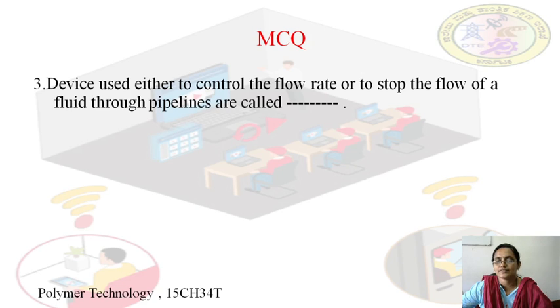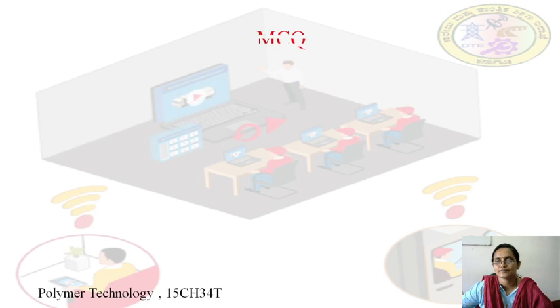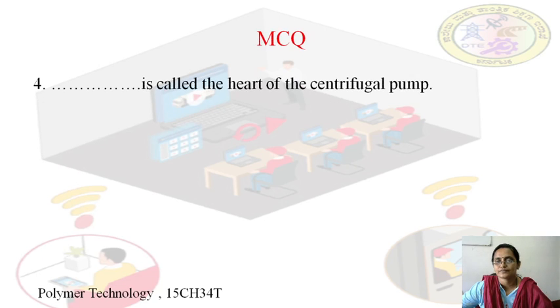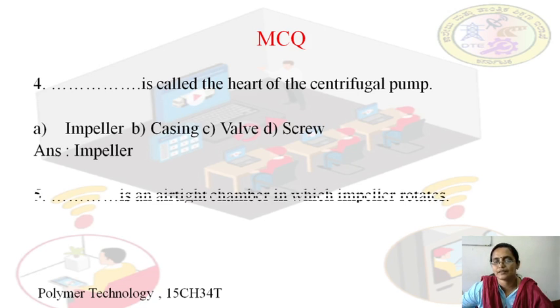Third one: devices used either to control the flow rate or to stop the flow of fluid through pipelines are called dash. Pump, valves, screws, fittings. The answer is valves. Dash is called the heart of the centrifugal pump. Impeller, casing, valve, screw. The answer is impeller.